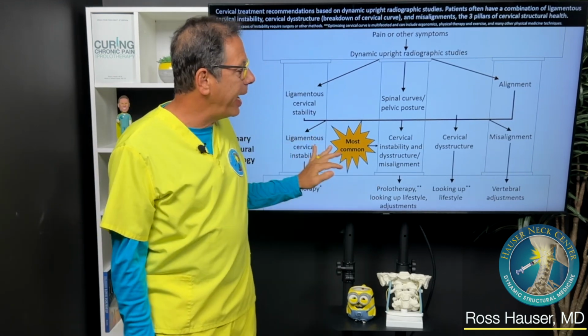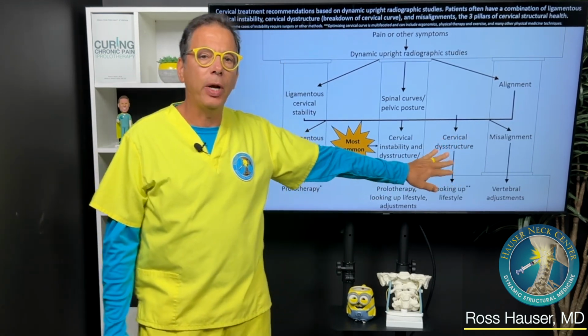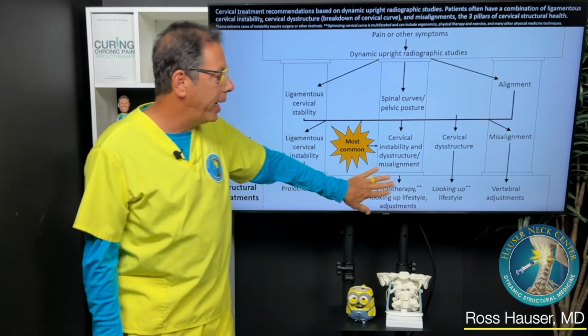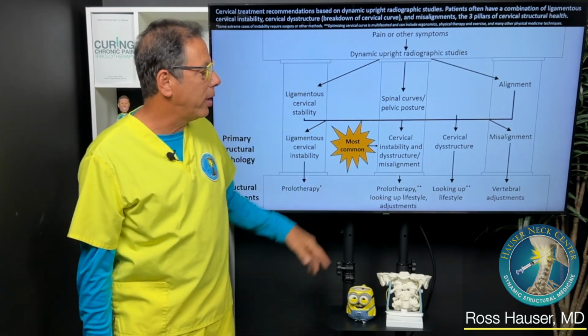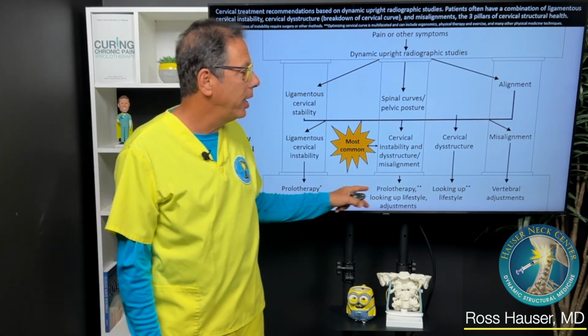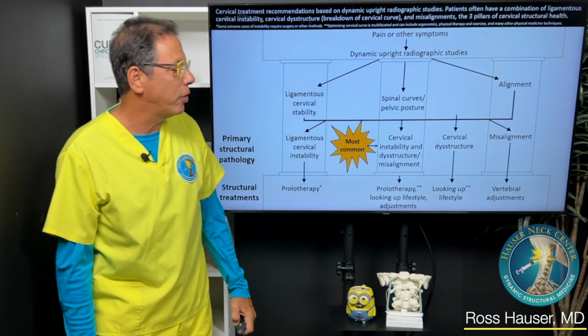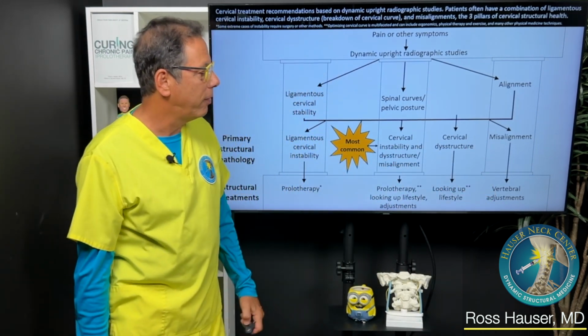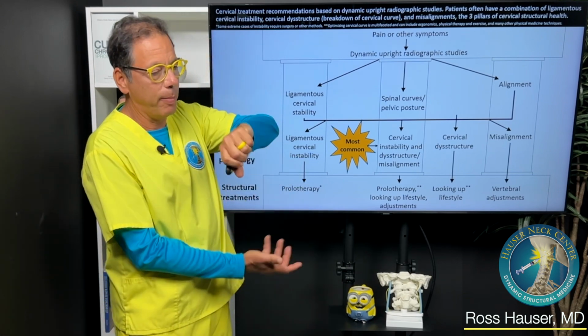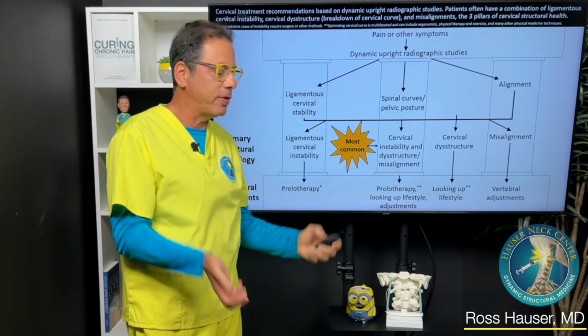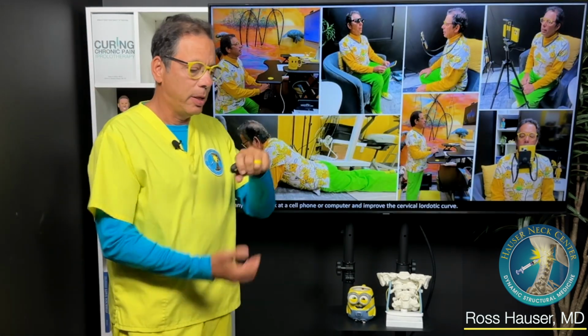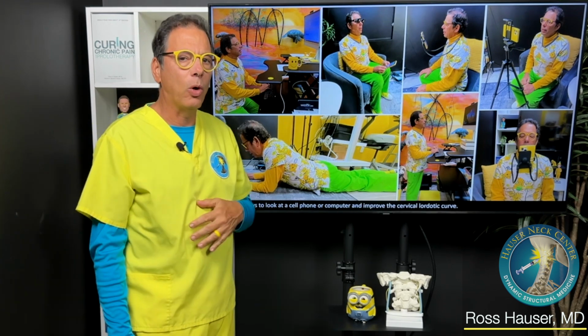When somebody doesn't have instability and they just have a breakdown of the neck curve, we do things which we call cervical curve correction. And when there are misalignments, somebody could get upper cervical gentle vertebral adjustments. We don't recommend high velocity rotational adjusting for somebody with instability, because that could lead to more instability.